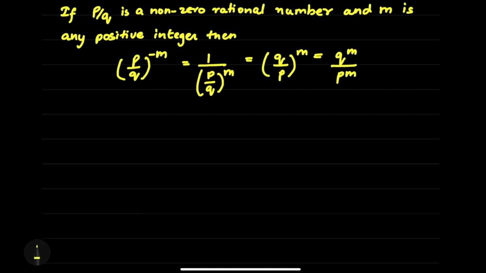Another very interesting thing to incorporate is p by q, or any rational number. If there is any non-zero rational number p by q, and m is any positive integer, then we can express its negative exponent, that is p by q whole to the power minus m, as 1 by p by q whole to the power m, and that can also be written as q by p to the power m, or q to the power m divided by p to the power m. And this is a very useful thing that's going to come very handy in the coming chapters.